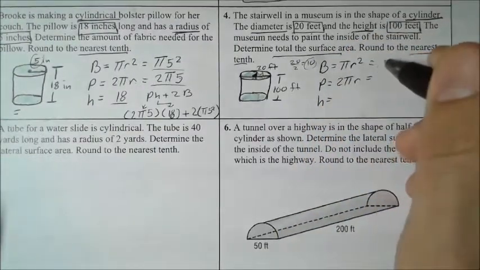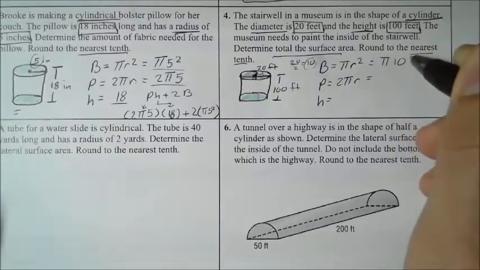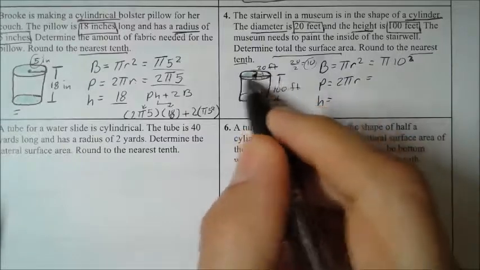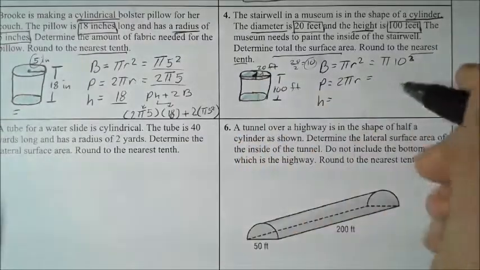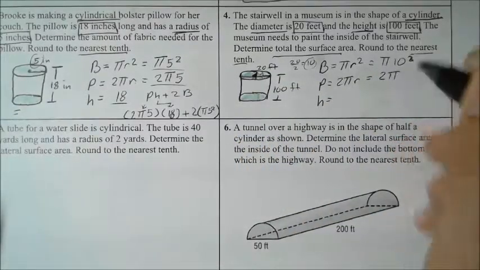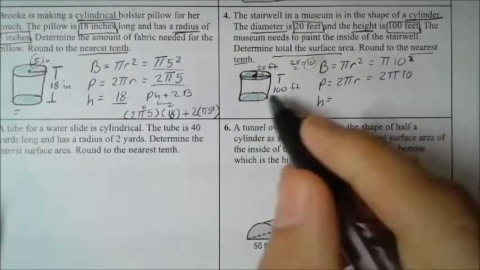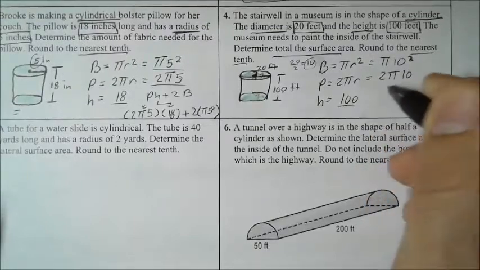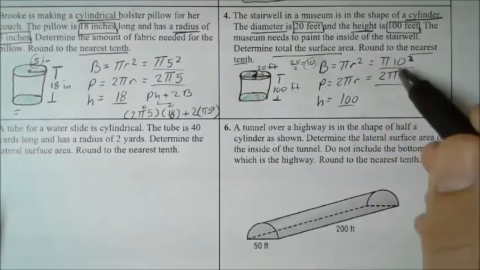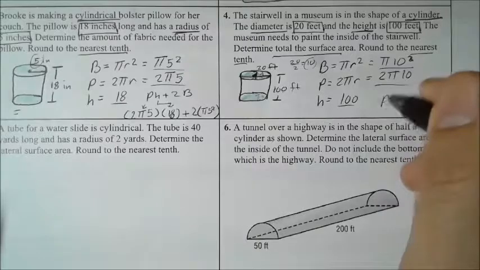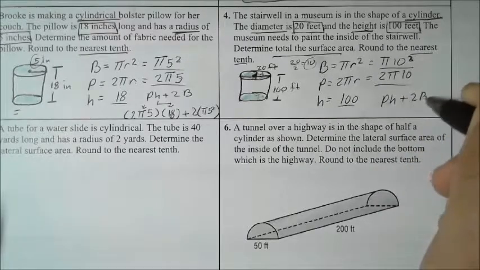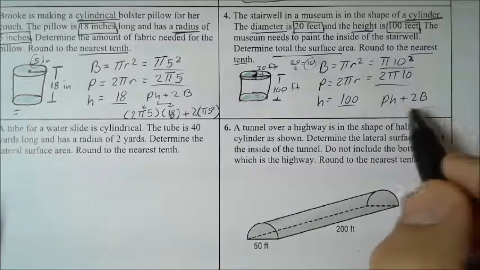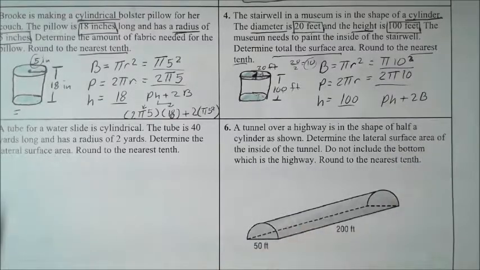So when I plug this into the formula, I'll do pi times 10 squared. And for the perimeter, right, the circumference, or the perimeter of the circle, we're going to have 2 times pi times the radius, which is 10. And my height between the two bases is 100. Now you have all three numbers that you need in order to plug them into your formula, PH plus 2B, and solve for the total surface area and round to the nearest tenth. So I'm going to let you do that on your own, and then complete the other two problems as well.